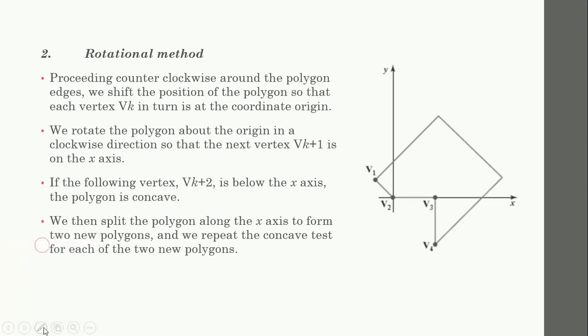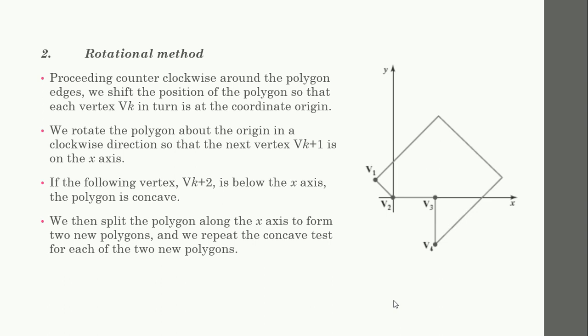So that means if you have a polygon like this, the polygon will have certain vertices. You are going to represent the polygon vertices, for example here, v1, v2, v3, v4. In general we may call it vk here. Now what you have to do is keep each of the vertices on the coordinate origin. That means in the xy coordinate system, you consider it as 0 comma 0.